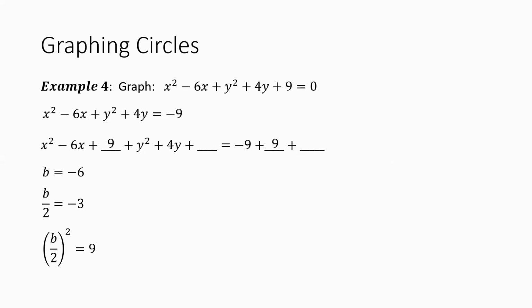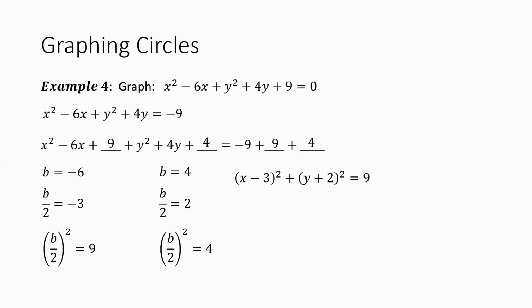And then I reset. Now I'm going to deal with my y. So my b is equal to 4, my b over 2 is equal to 2. I square my b over 2, I get 4, and put them both into the blanks. Now the completing the square step comes about when I take my b over 2 for my x and put it in parentheses next to it, so I get x minus 3 squared. I take my b over 2 of my y, put it in parentheses next to it, so I get y plus 2 squared. And then I simplify the right side of my equation, 4.